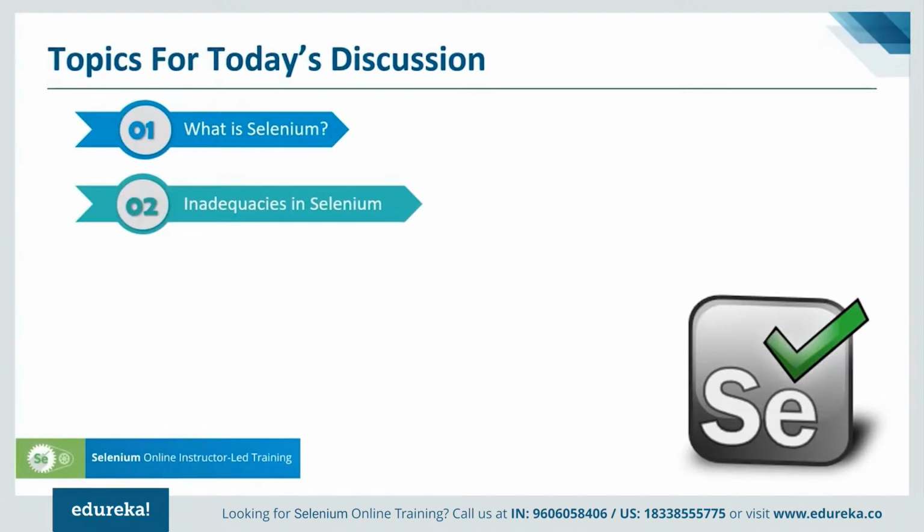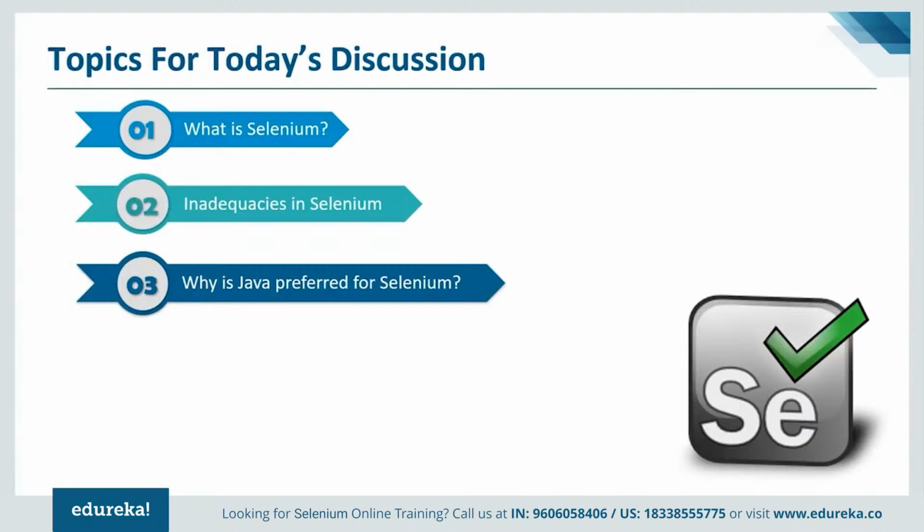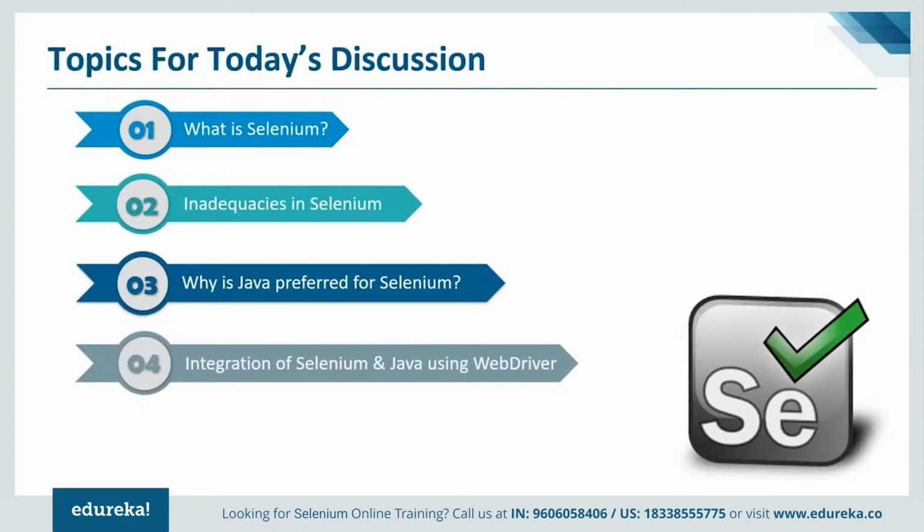Of all the programming languages that exist, such as C#, Python, etc., why is Java preferred? What's so unique, special, or even advantages of using Java for Selenium? Since we need a programming language, how do we integrate it with Selenium? By using the Selenium WebDriver.